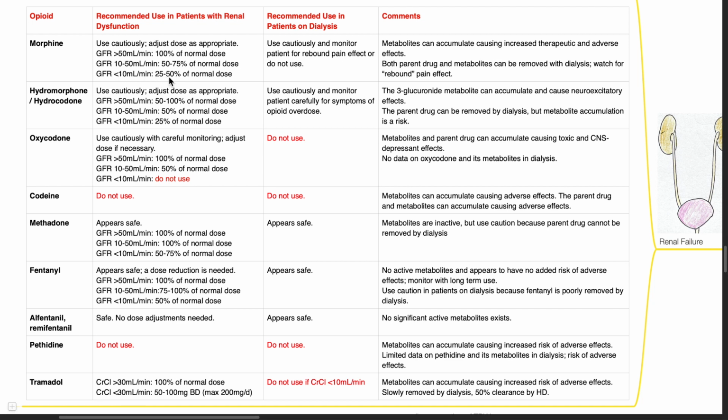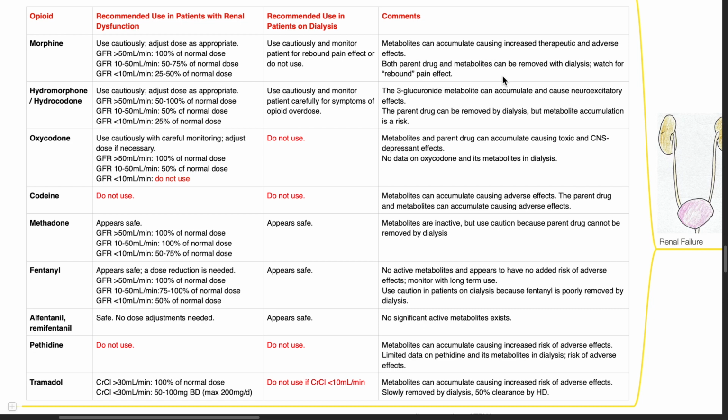Use cautiously and monitor patient for rebound pain effect or do not use in patients on dialysis. Metabolites of morphine can accumulate, causing increased therapeutic and adverse effects. Both parent drug and metabolites can be removed with dialysis. Watch out for rebound pain effect.